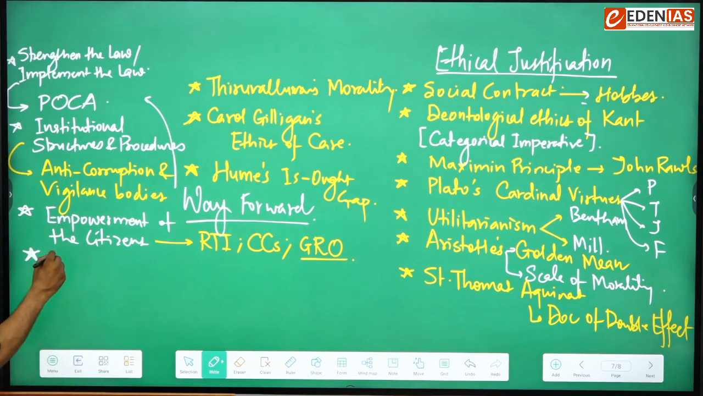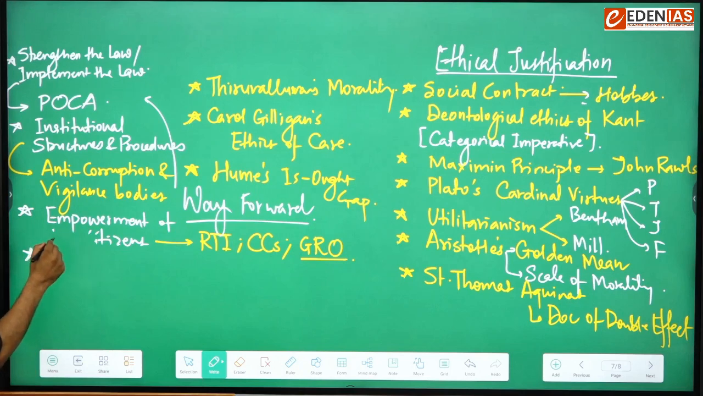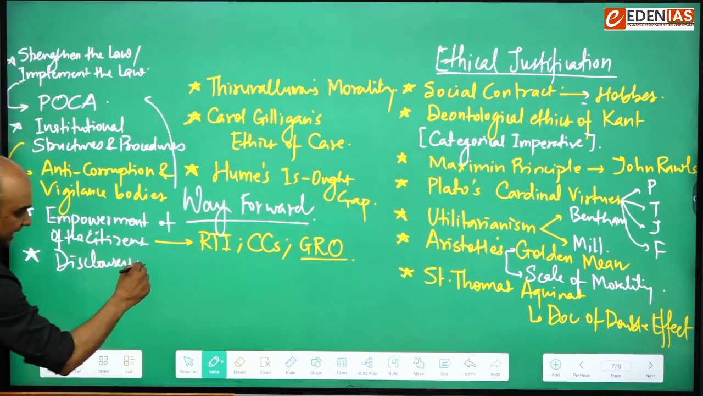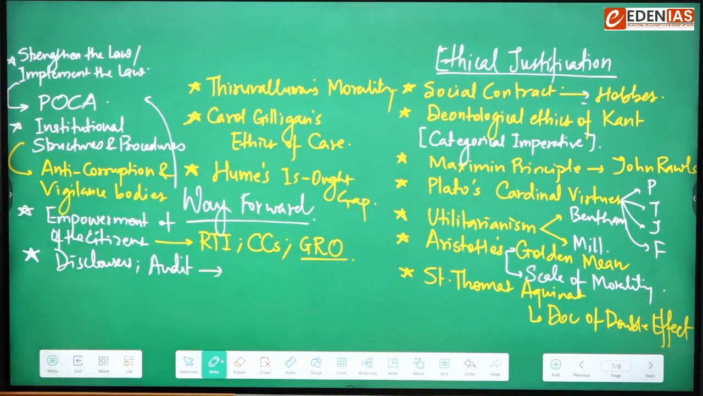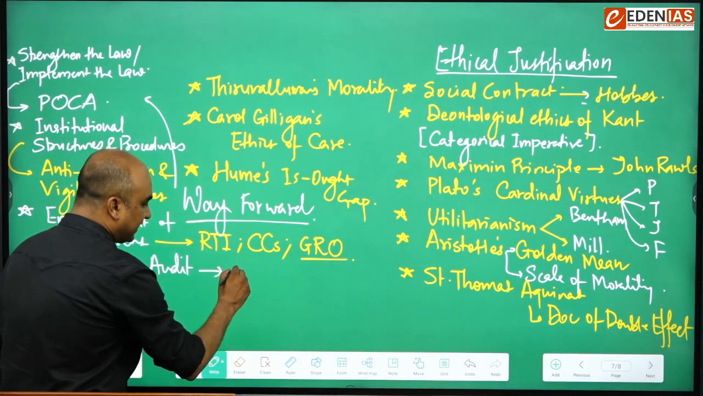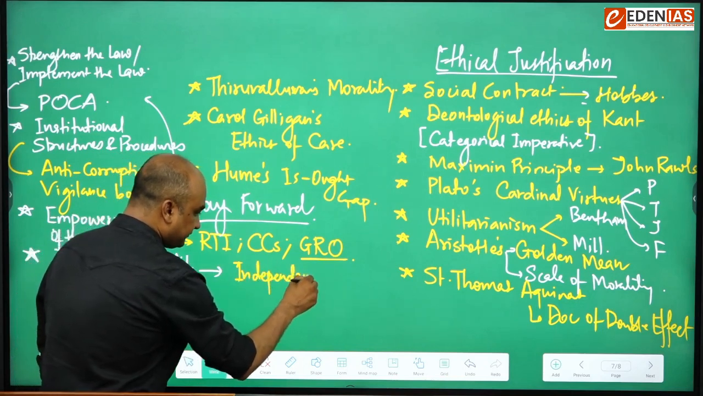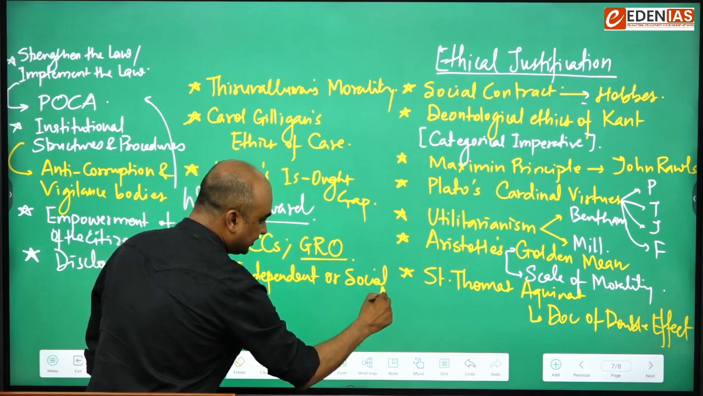Then there has to be disclosures and proper audit of everything. This could be done by installing independent or social audit.